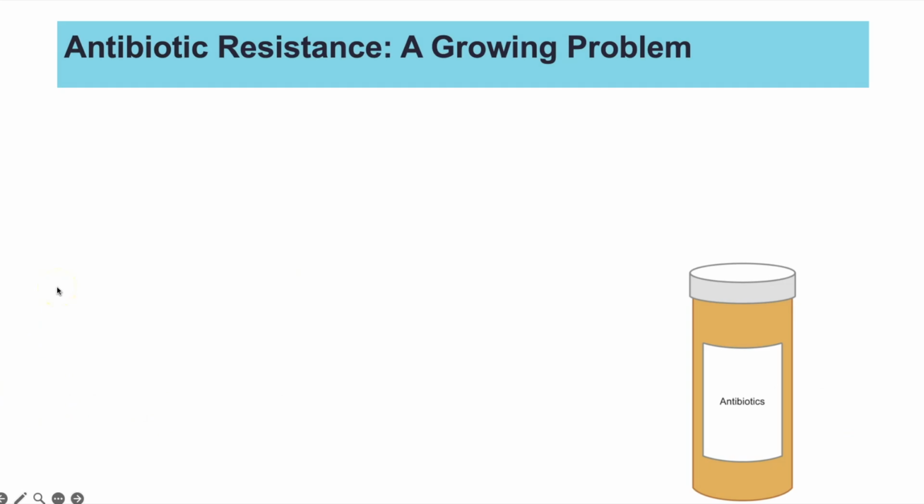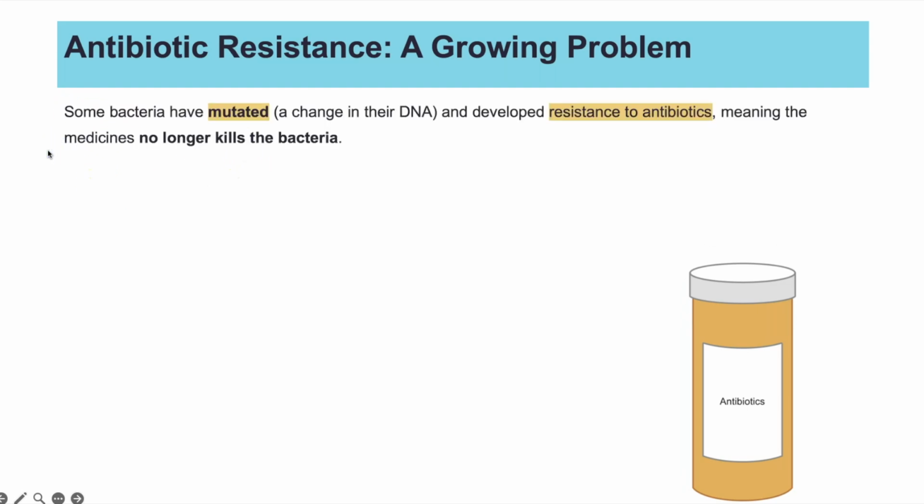But there has been a downside to this, because the misuse and overuse of antibiotics has resulted in some bacteria being antibiotic resistant. So let's go through what that means. Some bacteria have mutated, and what that means is their DNA, so their genetic material, has changed. That's what a mutation is. It's a change in the DNA.